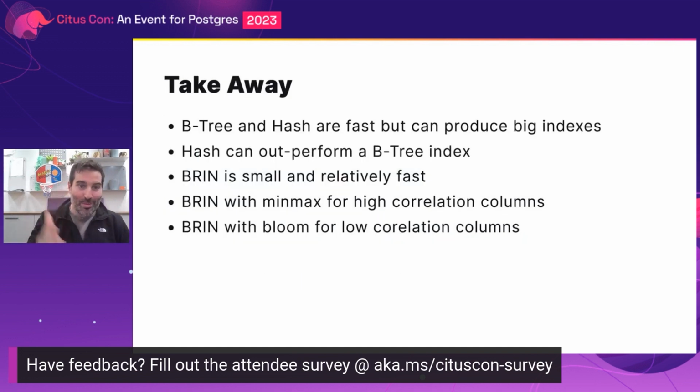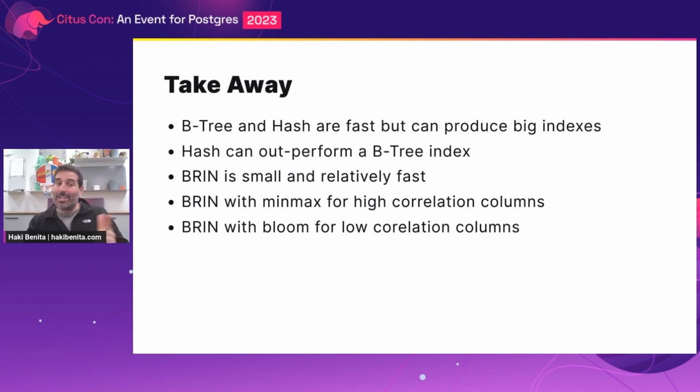So takeaways from this talk. First, B-tree and hash, fast, but produce big indexes. Hash can outperform a B-tree index. This is what we saw in our example. The hash was faster than the B-tree for fetching single rows by UUID. Brin is small and fast, but not as fast as hash or B-tree. And we saw that Brin offers multiple ops for different types of columns. So min-max for high correlation, Bloom for low correlation, and other ops which you can read about yourselves.